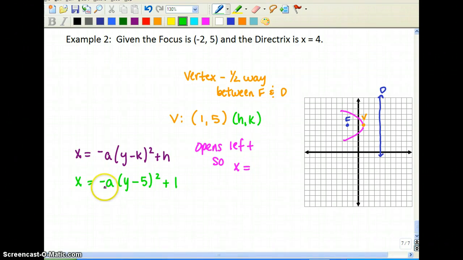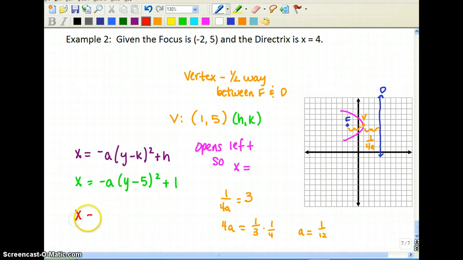So once again, now we need to figure out what a is. In this problem, again, the distance between the directrix and the vertex is 1 over 4a, which is the same distance as the focus to the vertex. So we know that 1 over 4a is equal to 1, 2, 3. So 4a is equal to 1/3, and if you multiply by a fourth, you get a equaling 1/12. Now we already decided that we wanted the a to be negative to make it go left, so we need to use negative 1/12.